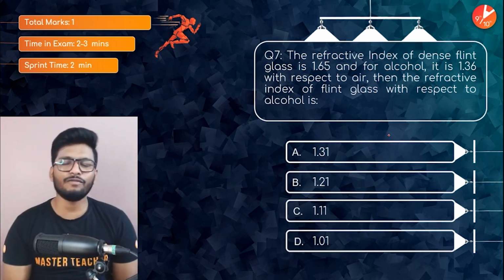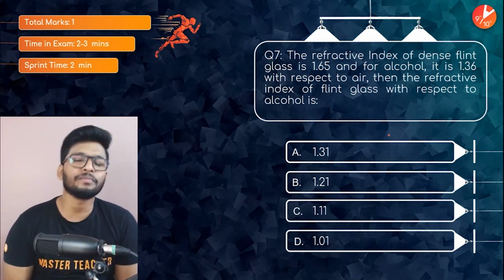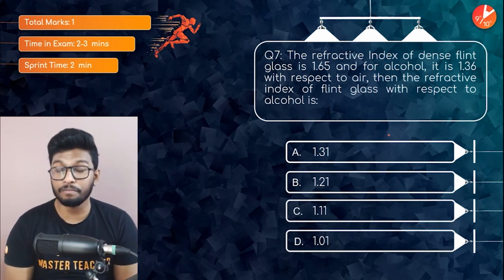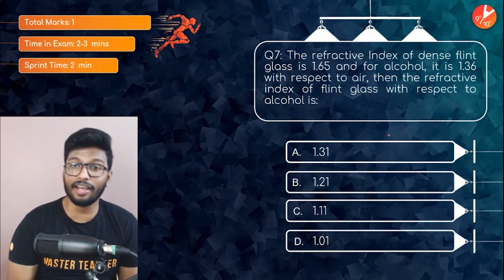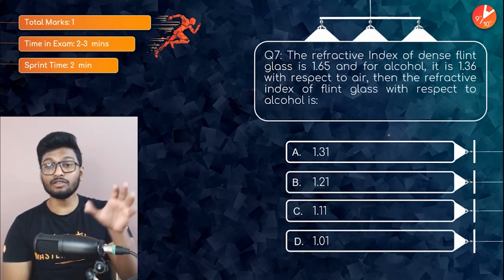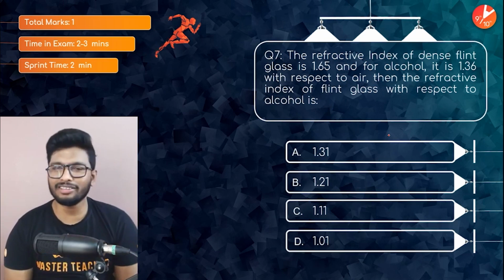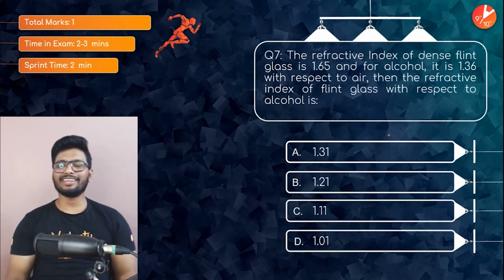So here is your first question for section B, which in total is the 7th question. The refractive index of dense flint glass is 1.65, and that for alcohol is 1.36 with respect to air. Then the refractive index of flint glass with respect to alcohol is what? Options are 1.31, 1.21, 1.11, or 1.01.